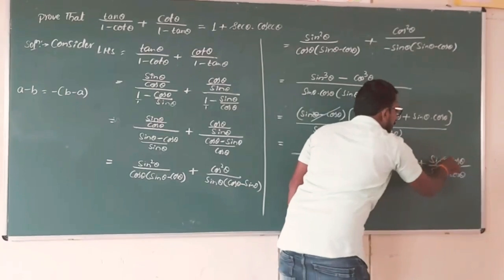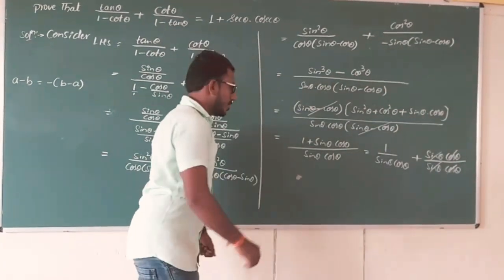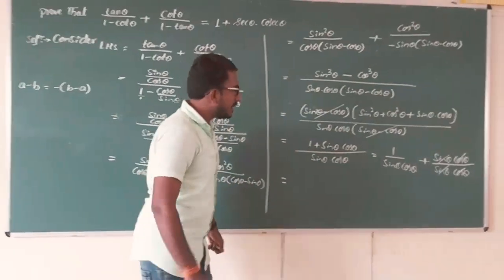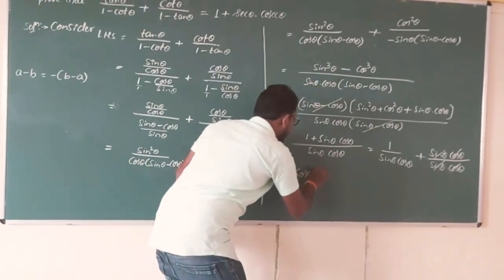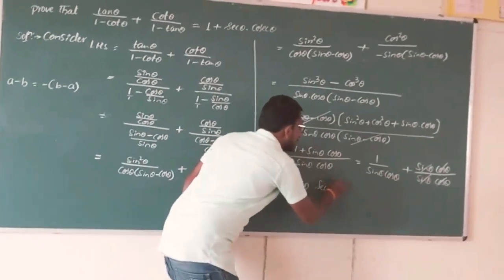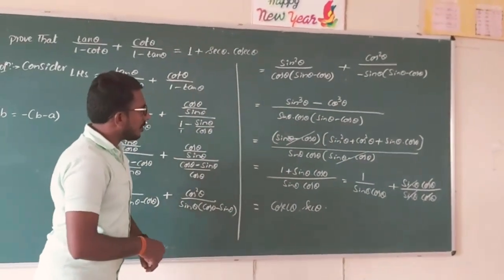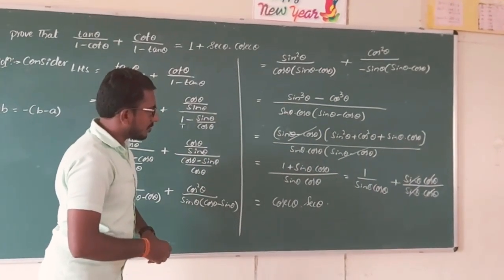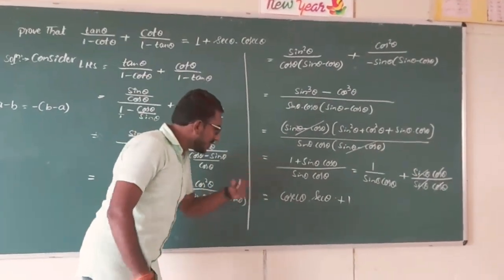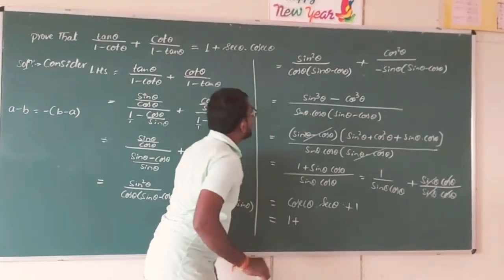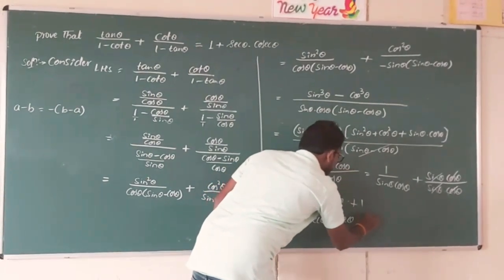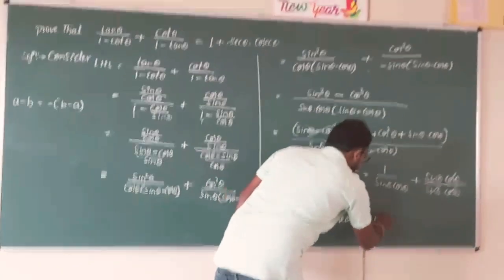So here sin theta, cos theta will get cancelled. The remaining thing is 1 divided by sin, that we can write as cosecant theta, and 1 divided by cos, that we can write as secant theta, isn't it? And then plus 1. So the required answer that we got is 1 plus secant theta into cosecant theta. This is the answer that we require.